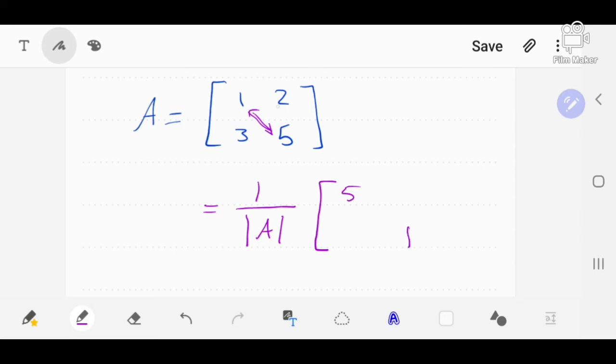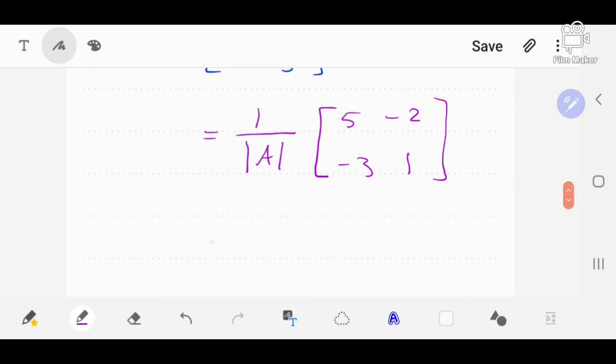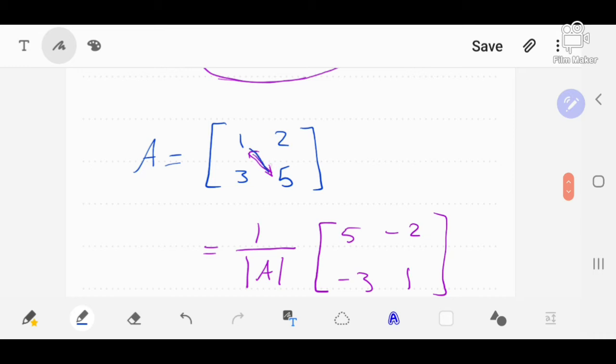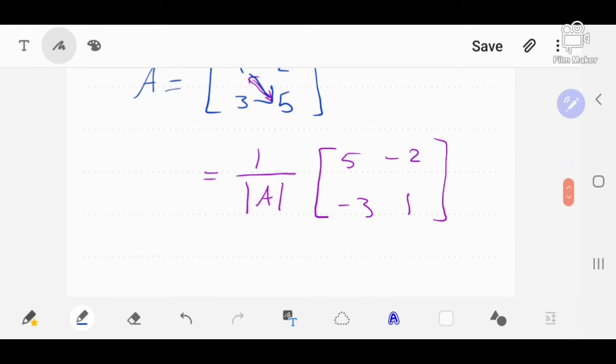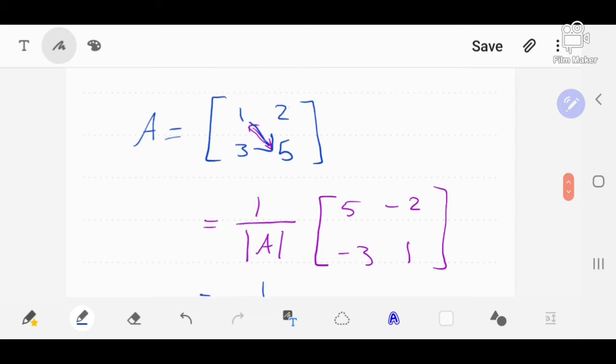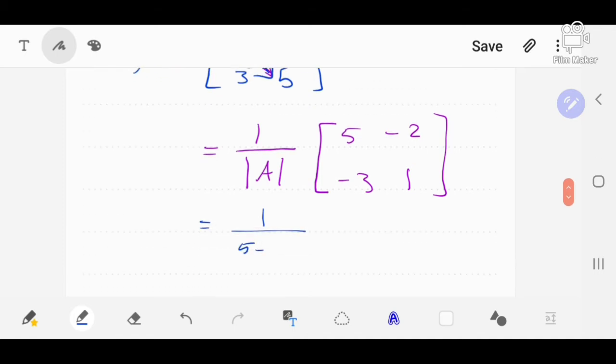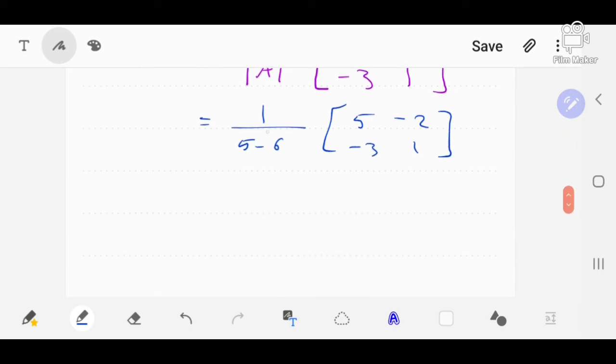Now, what's the determinant? The determinant can be found by multiplying the diagonals and subtracting them. So 1 times 5, so this is 1 over 1 times 5, which is 5, minus the multiplication of the other diagonal, which is 2 times 3, that's 6, times this matrix, 5, -2, -3, and 1. 1 over 5 minus 6, that's -1. So we have -1 multiplied by all of these entries, which will give you -5, 2, 3, -1. This thing is the inverse matrix.